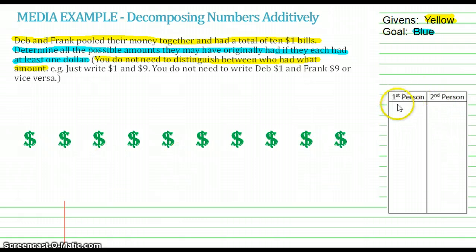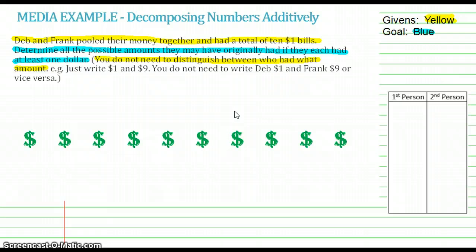I also have a table ready. It says first person and second person, and this is where we're going to organize all the different amounts that they may have originally had. So let's get started. You might first start thinking about a couple of ways this could happen. Maybe the first person has $3 and the second has $7, or maybe they both have $5. That's a good way to get your brain started, but we really want to use some sort of systematic method to solve this problem.